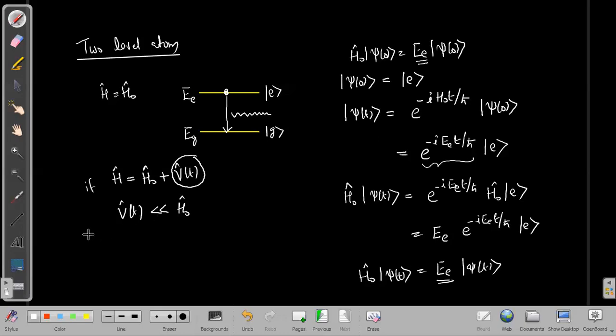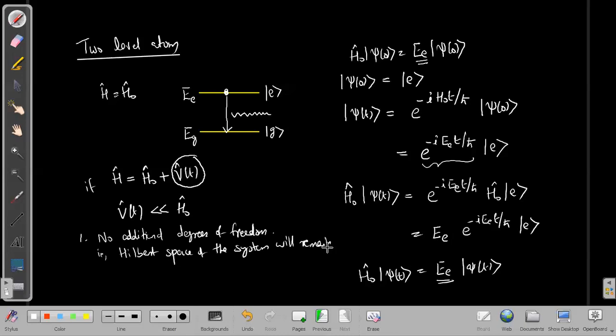Okay, so if V of t is much less than H0, then the first thing is no additional degrees of freedom. So that means the Hilbert space of the system will remain the same. Note that this is not applicable always.